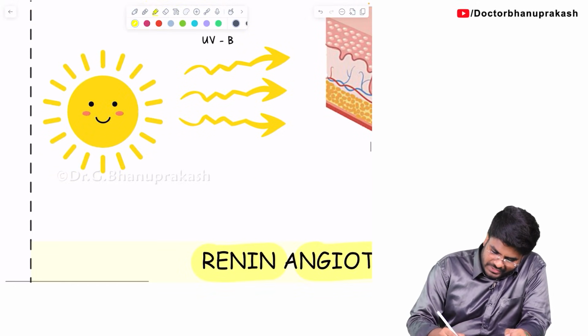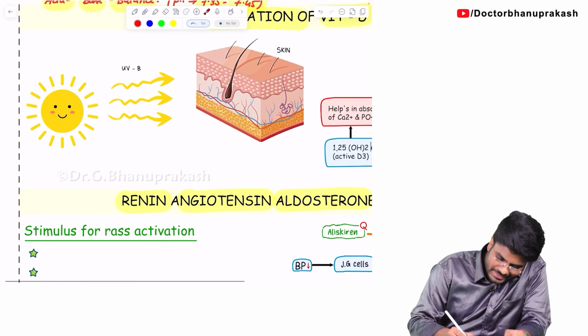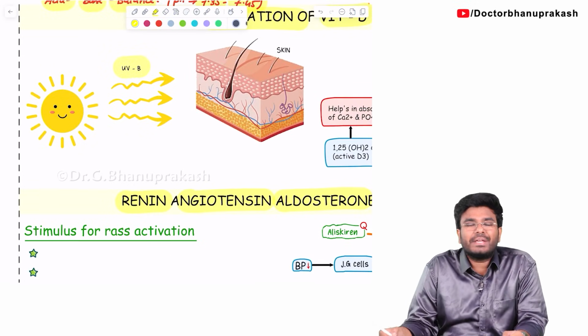First, let's begin with our sun. Okay, here is our sun, happy sun. Now, what is the sun producing? See, the sun is releasing UVB radiation.